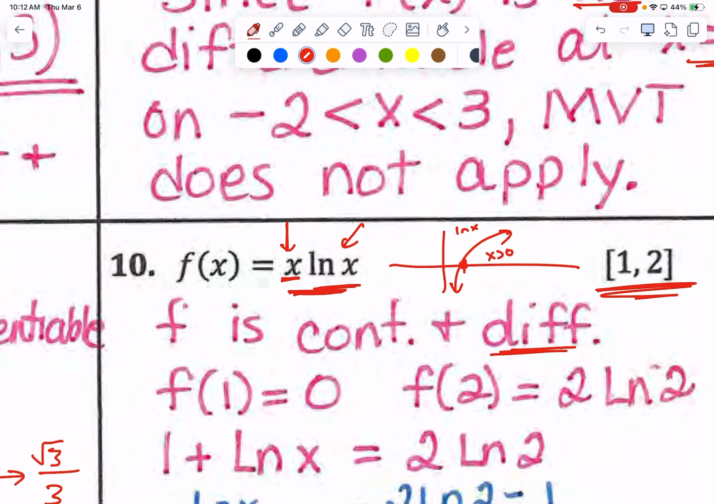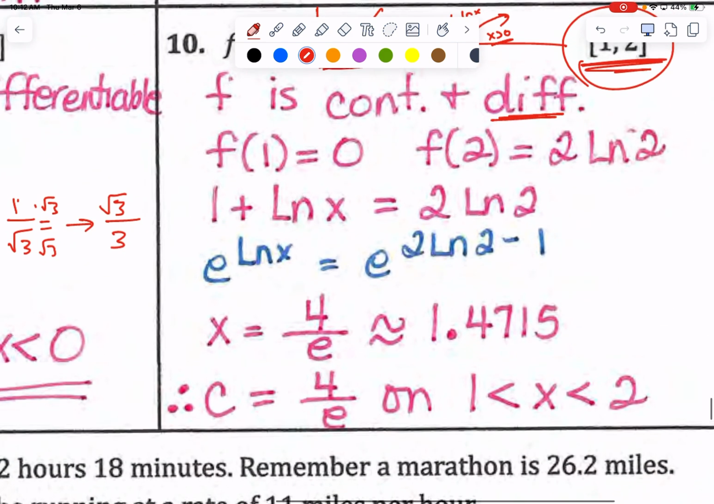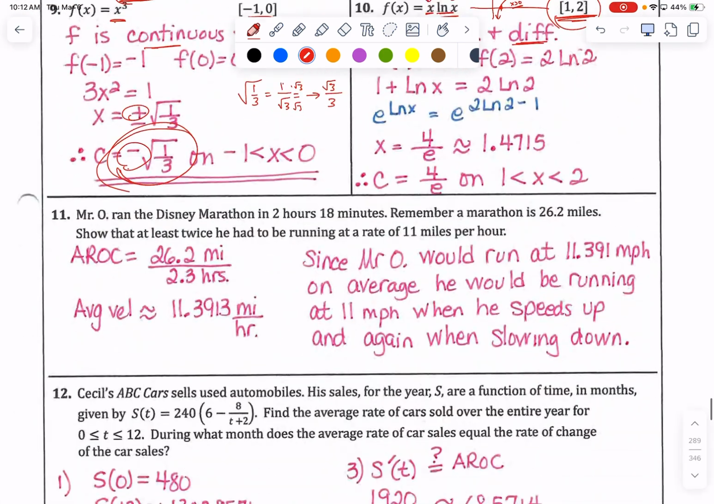So if x is continuous everywhere, and ln x is continuous for x greater than 0, is it going to be continuous from 1 to 2? Yes, you're good. So this one works. So set your I rock equal to your A rock and so on.